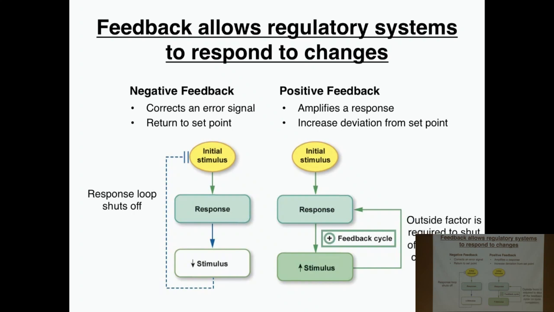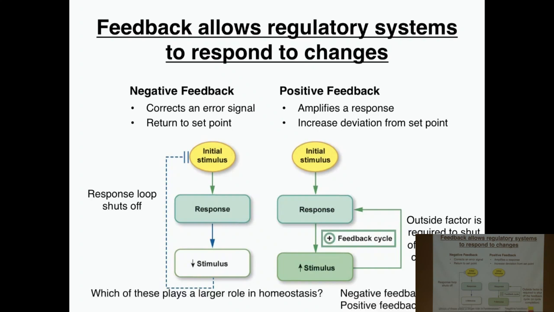So in the case of negative feedback, the response loop actually shuts itself off when you get back to your set point, whereas for positive feedback, some kind of outside factor is required to shut off the feedback cycle, or the cycle can go to completion. And we'll talk about what that means in a second. Which of these do you think plays a larger role in homeostasis, negative feedback or positive feedback? Yes, negative feedback is going to be far more common in homeostatic systems.